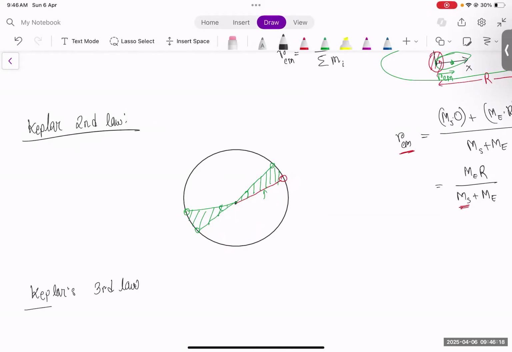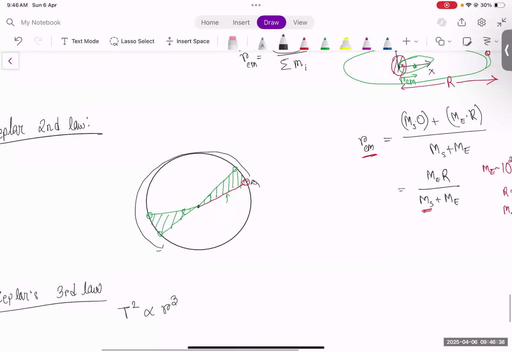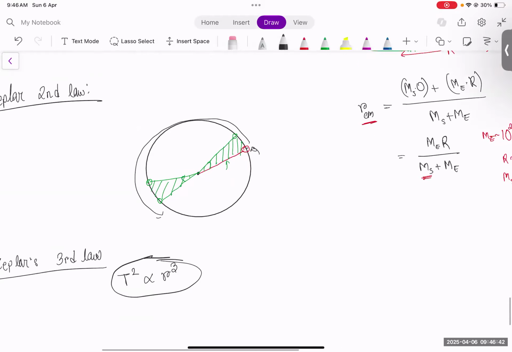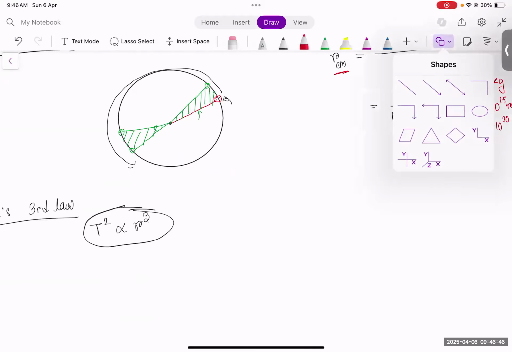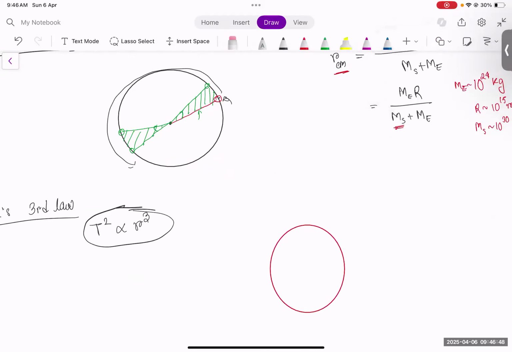Kepler's third law tells you that the period of this motion, the time Earth takes to go around the Sun and come back, is proportional to the radius cubed. Meaning T squared is proportional to the cube of the radius of my track. This one we will prove actually. This is really useful. So let's do it for the sun case first. It's really easy to do with Newton's laws actually.